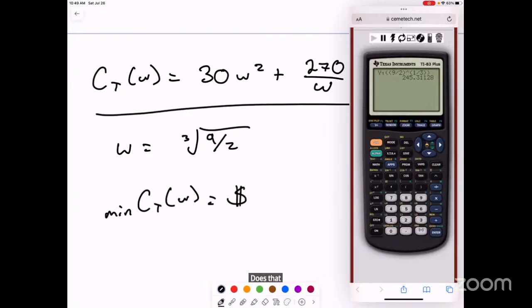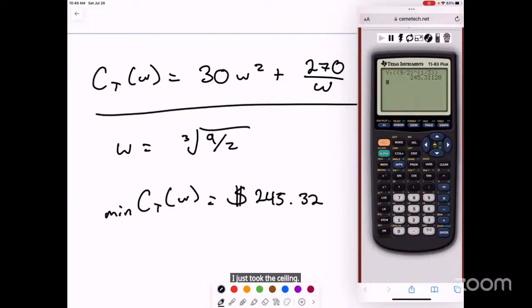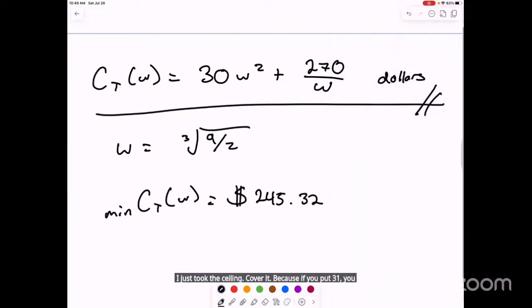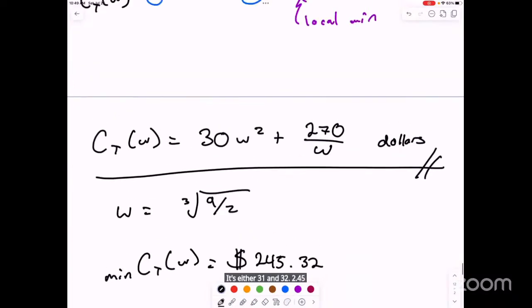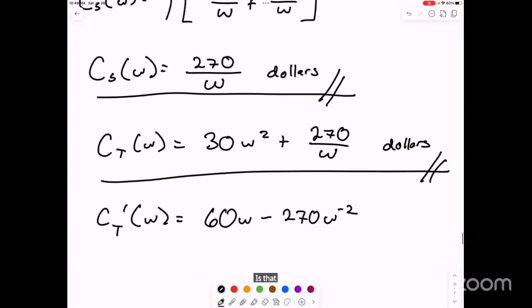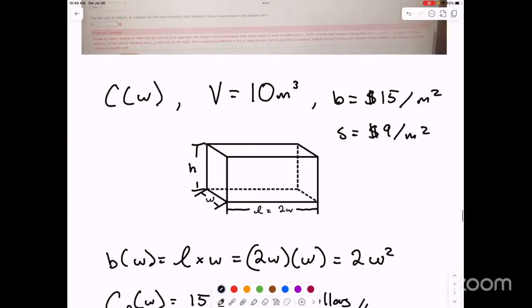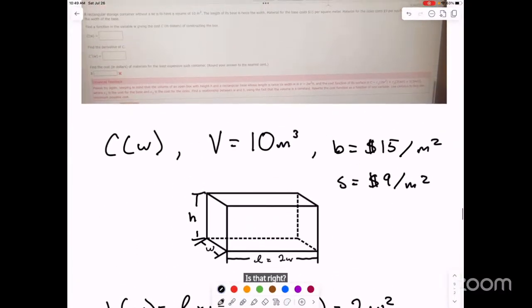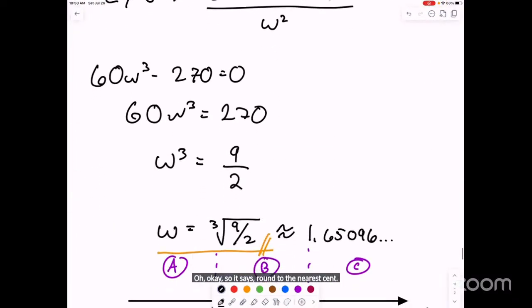Does that make sense? $245.32. I just took the ceiling to cover it. Because if you put 31, you might be short of it. It's either 30, 31, and 32. 245 minimum cost. Is that right? Nearest cent. Oh, okay. So it says round to the nearest cent. The nearest cent would be 31.